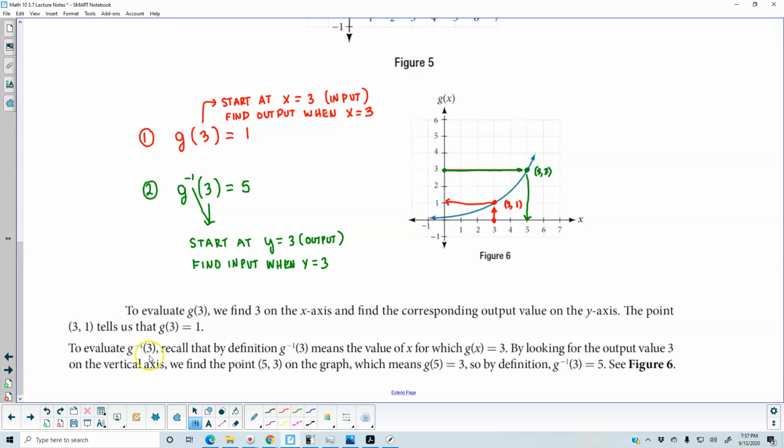To evaluate g inverse of 3, recall that by definition, g inverse of 3 means the value of x for which g of x is 3, meaning that the output is 3. So by looking for the output value 3 on the vertical axis, we find the point (5, 3) on the graph, which means that the input is 5, so g of 5 is equal to 3. So by definition, g inverse of 3 is equal to 5.